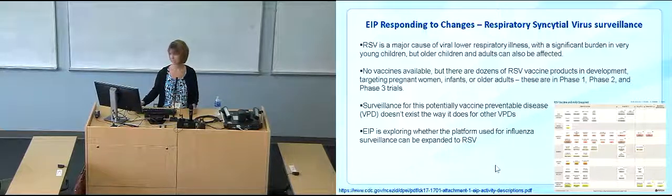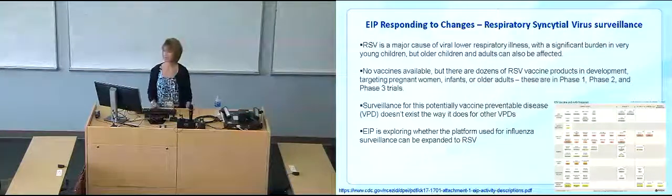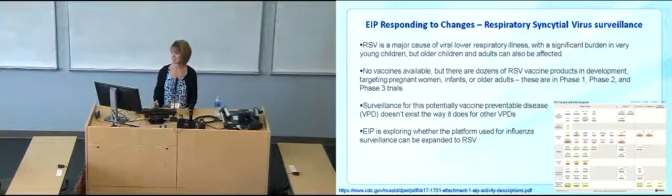But we don't do surveillance for RSV. So EIP is exploring, can we use this thing that we've already developed to do flu and just substitute RSV? Can we just swap in RSV and do this? They made it sound that simple, and we know it's not that simple, but something that we need to respond to, and there is work going on to see how we can do that. So there's some pilot work going on with RSV surveillance to see how we develop this platform so that when RSV is licensed, again, we can do that post-marketing evaluation or post-licensure evaluation of the actual impact of vaccine.